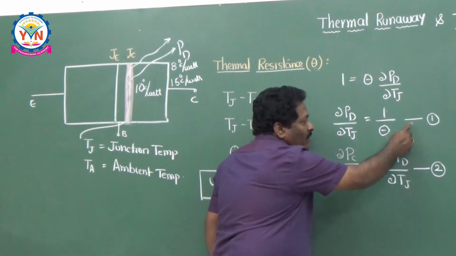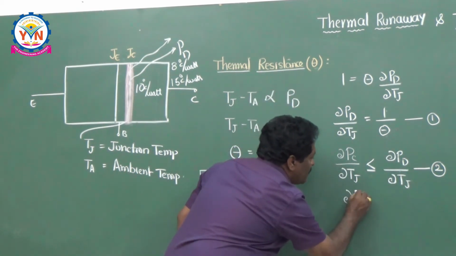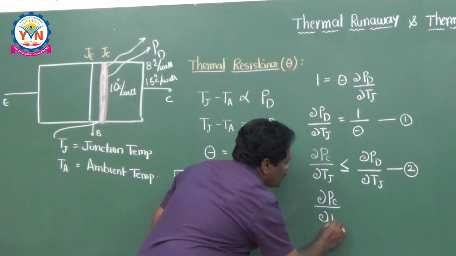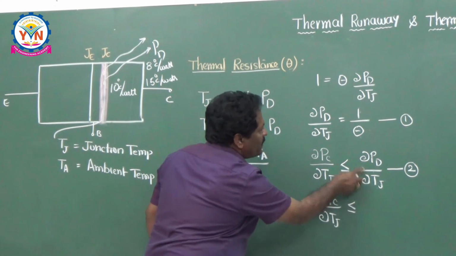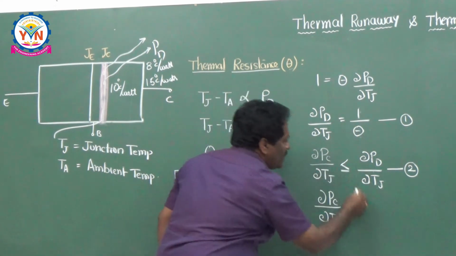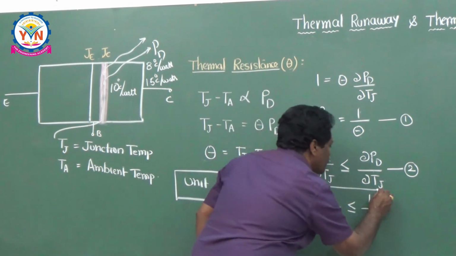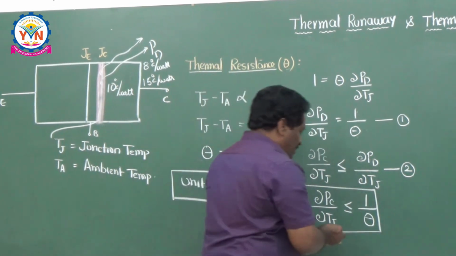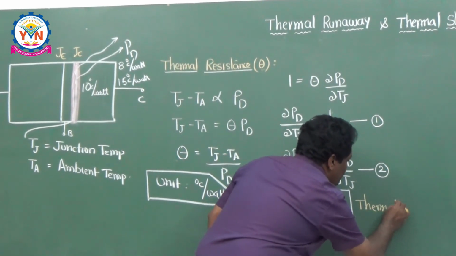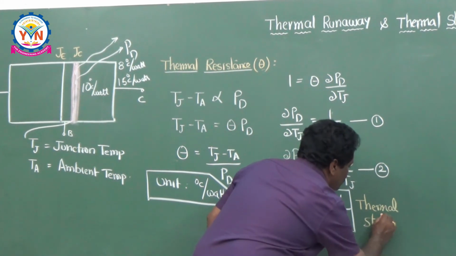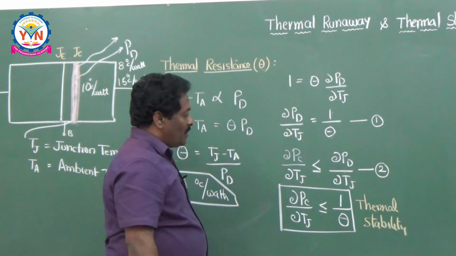From the equation 1 and 2, you can write dou Pc by dou Tj should be less than or equal to dou Pd by dou Tj. What is dou Pd by dou Tj from equation 1? 1 by theta. So, this is the condition required for thermal stability. So, this is telling about thermal stability. Once you know this, then you can write down the condition required to avoid the thermal runaway also.